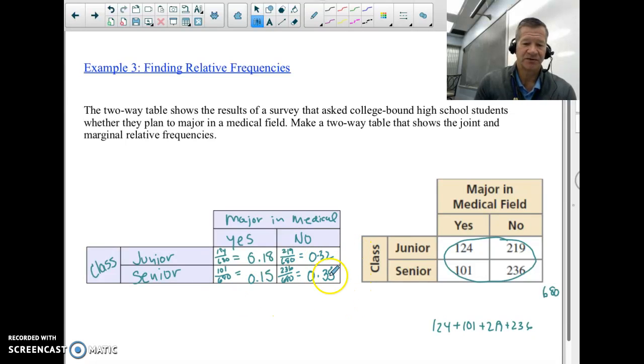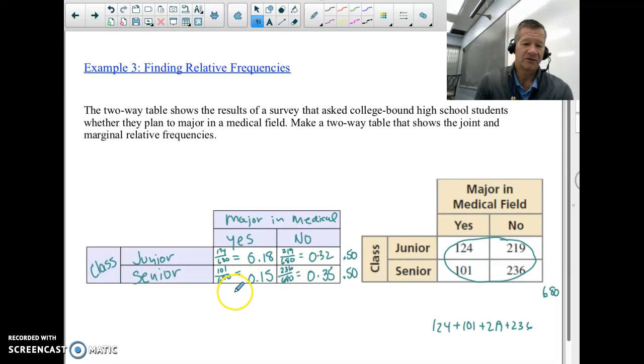Now, in the margins, we'll add them up just like we have earlier. So adding 0.18 plus 0.32, that would be about 0.50. So about half of those surveyed were juniors, and about half were seniors. Now, it's about. Why are we saying about instead of exactly? Because the numbers are rounded to 2 decimal places, so it could be just a 1 or 2 less than half or 1 or 2 more.